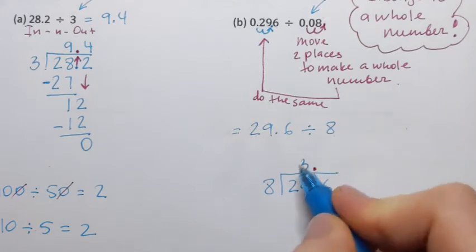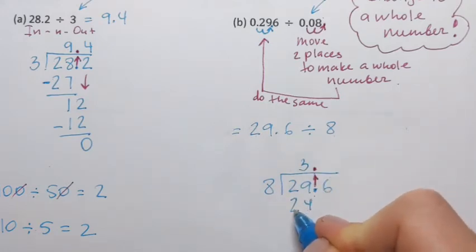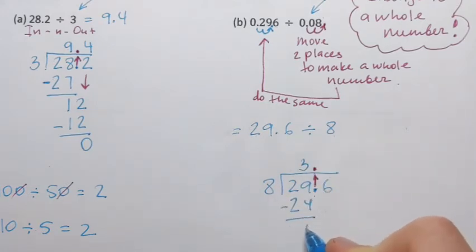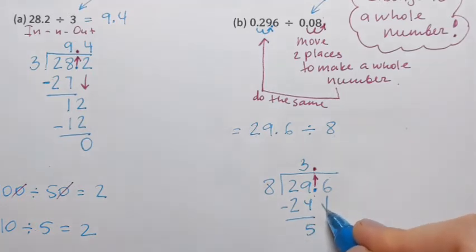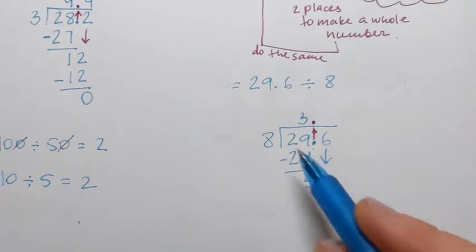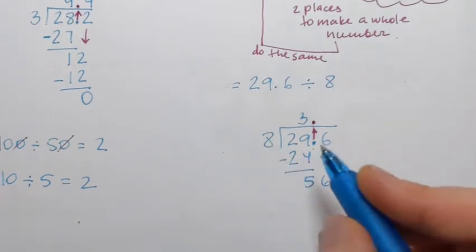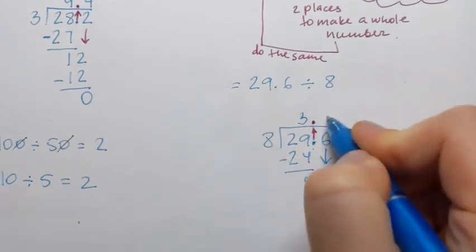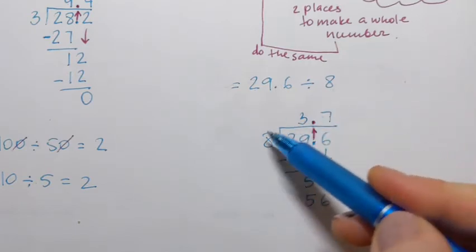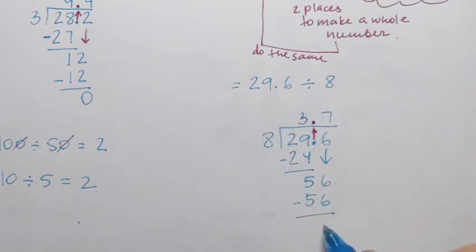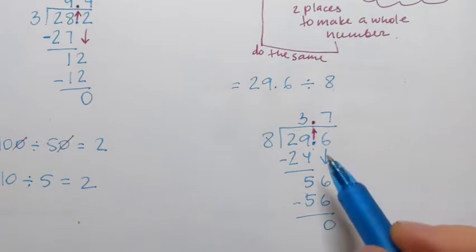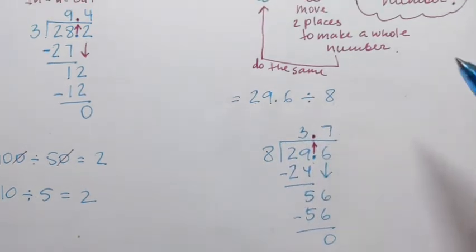3 times. 3 times 8 is 24. I subtract, get 5, bring down 6, so it's 56. 8 goes 7 times into 56. So 7 times 8 is 56. I subtract, I get remainder 0. And I obtain the answer, 3.7.